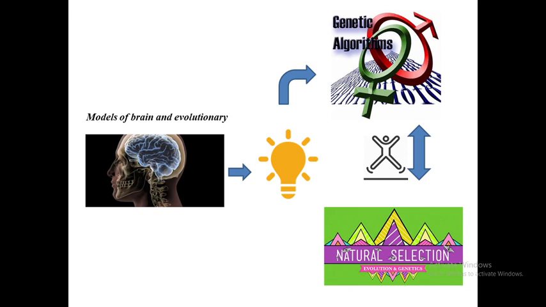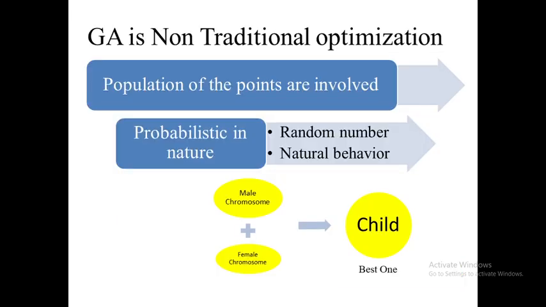Models of brain and evolutionary technique has a subfield named genetic algorithm. Genetic algorithm always mimics the natural selection process. GA is also one of the non-traditional optimization techniques in engineering industries for making a decision.